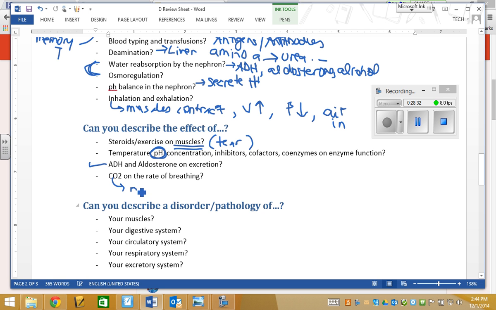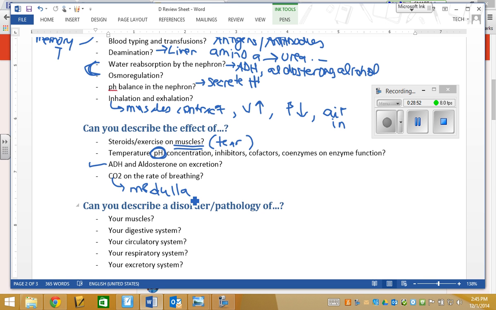Now CO2 is detected by receptors in your medulla. That is the part of your brain at the base in the brainstem that does a lot of automatic responses, but it will stimulate your diaphragm to contract more so that you breathe faster.